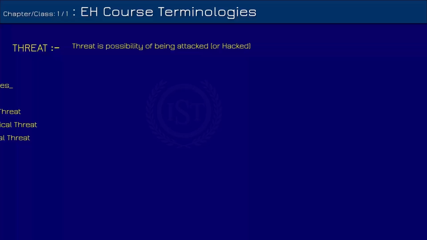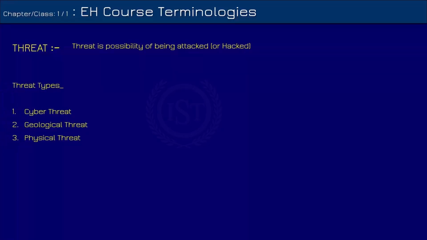There are three types of threats: cyber threats, geological threats, and physical threats. Geological threats and physical threats are due to factors like the geological place where the network installation is located and could be subjected to calamities like tsunamis and floods, while physical threats are due to factors like fire accidents, etc. While cyber threats are threats from cyber attacks that are made intentionally or unintentionally on the target systems.